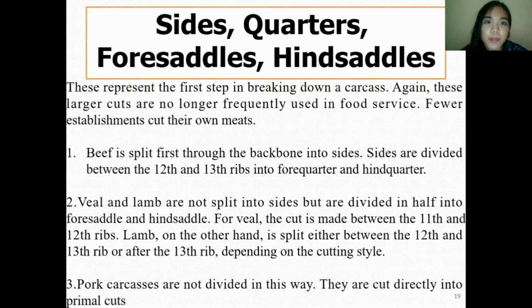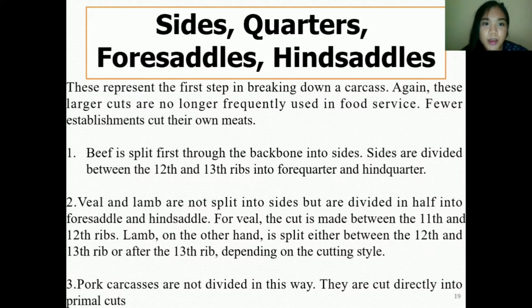So, the next are the sides, quarters, fore saddles, and hind saddles. This represents the first step in breaking down a carcass. Again, these larger cuts are no longer frequently used in food service. Fewer establishments cut their own meats.